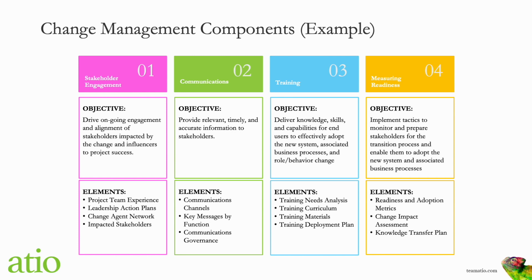However, the next section of the document is the change management components. This is where you have created a summary of what you're going to do to manage the change for the project. And in this how-to video, we actually have 2 different examples. This first one outlines the components as stakeholder engagement, communication, training, and measuring readiness. It gives the objectives for each of the components and then the elements or the key activities below.